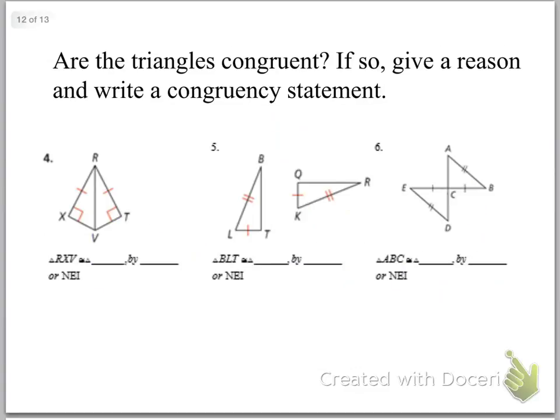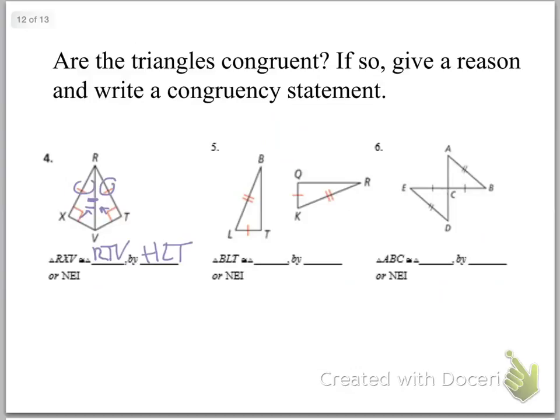Okay, my next one, they share a side, so let's go ahead and mark that. So they both have right angles, they both have corresponding legs that are congruent, and also their hypotenuses are congruent. So by hypotenuse leg theorem, R matches with R, X matches with T, and then V matches.